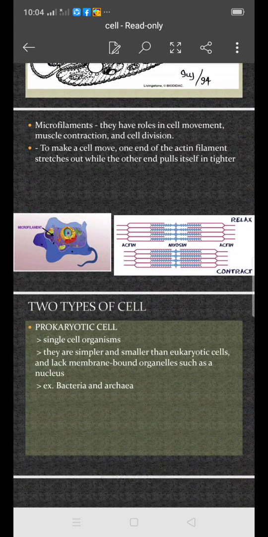Microfilaments. They have roles in cell movement, muscle contraction, and cell division. To make a cell move, one end of the actin filament stretches out while the other end pulls itself in tighter.